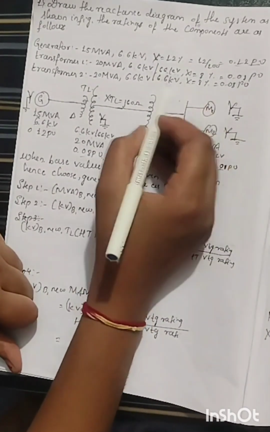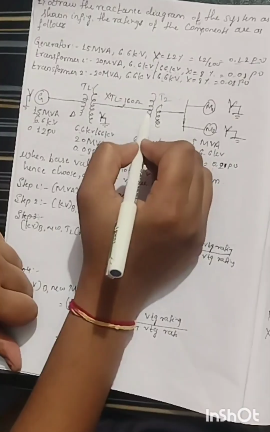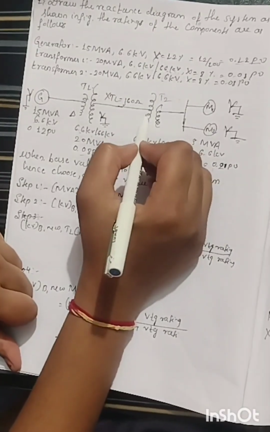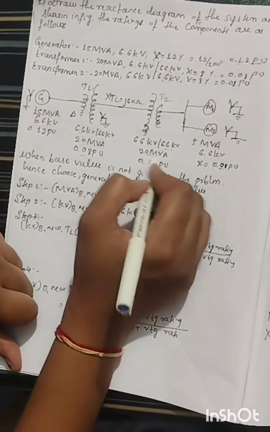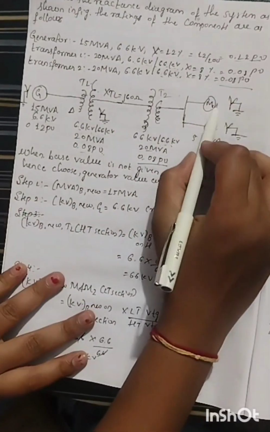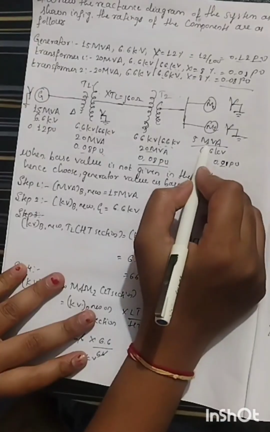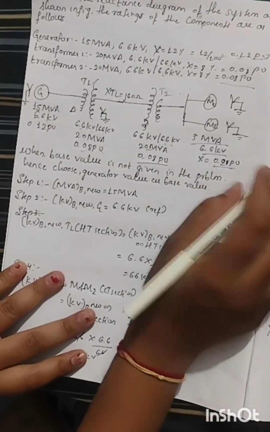And this is transformer 2, T2. First I will write the rating as 66 kV then 6.6, because this is a step down transformer. The number of windings in the primary section is more as compared to the secondary section. And then 20 MVA and per unit value is 0.08, and motor 1 and motor 2 are 5 MVA, 6.6 kV and the per unit value is 0.2.